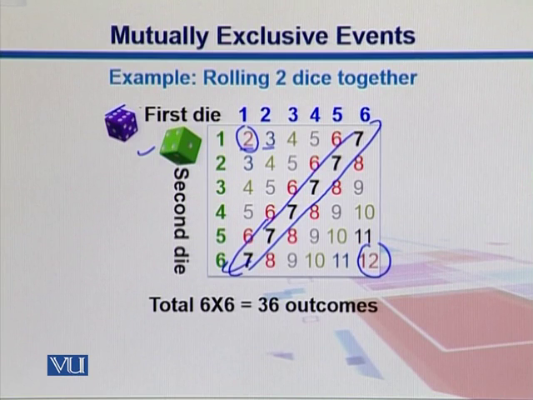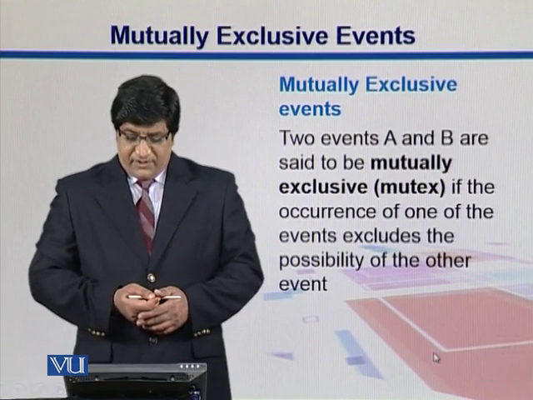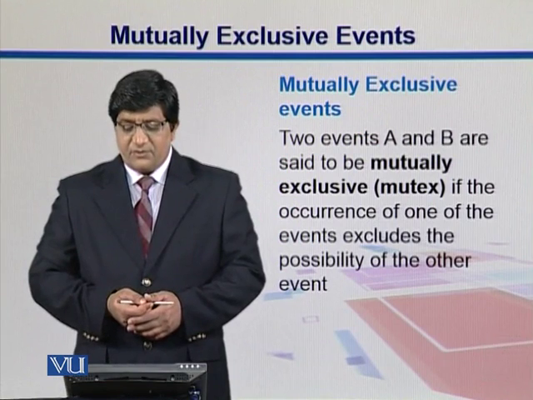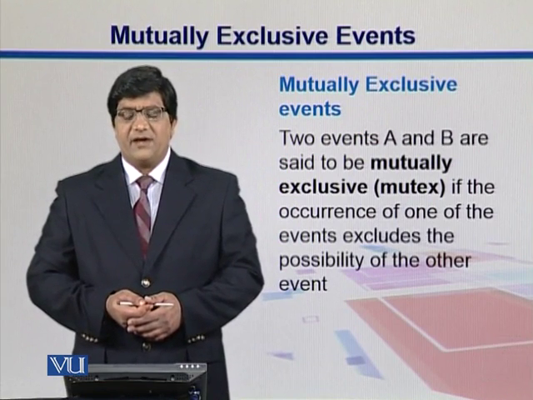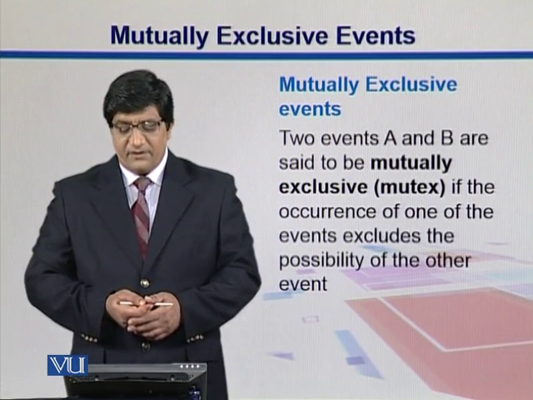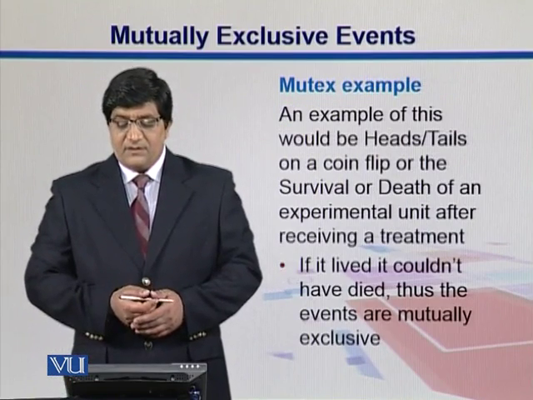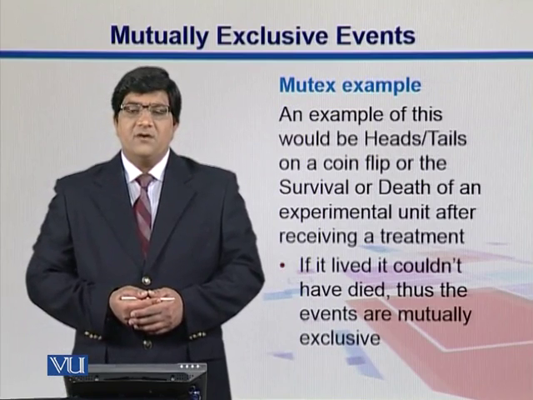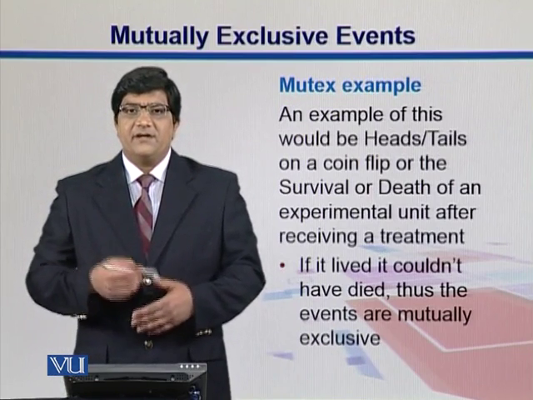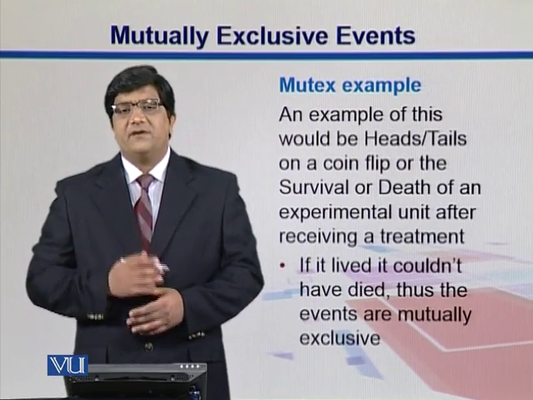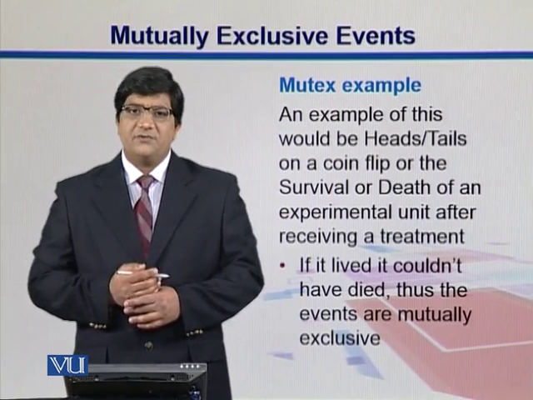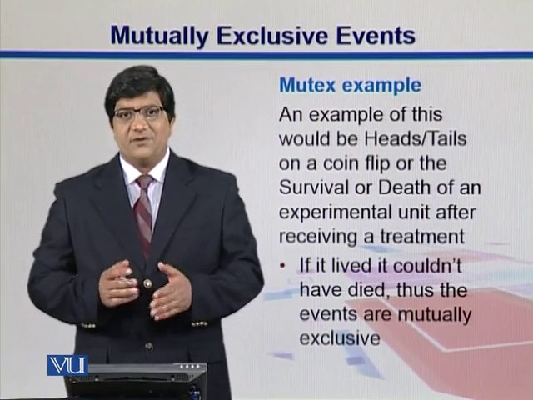So with these 36 events, we can draw different probability distributions. Two events A and B are said to be mutually exclusive, or mutex, if the occurrence of one event excludes the possibility of the other event. An example: what is the probability of getting a head and a tail both in just one event? Either you can get a head or you can get a tail. You cannot get both of them together.